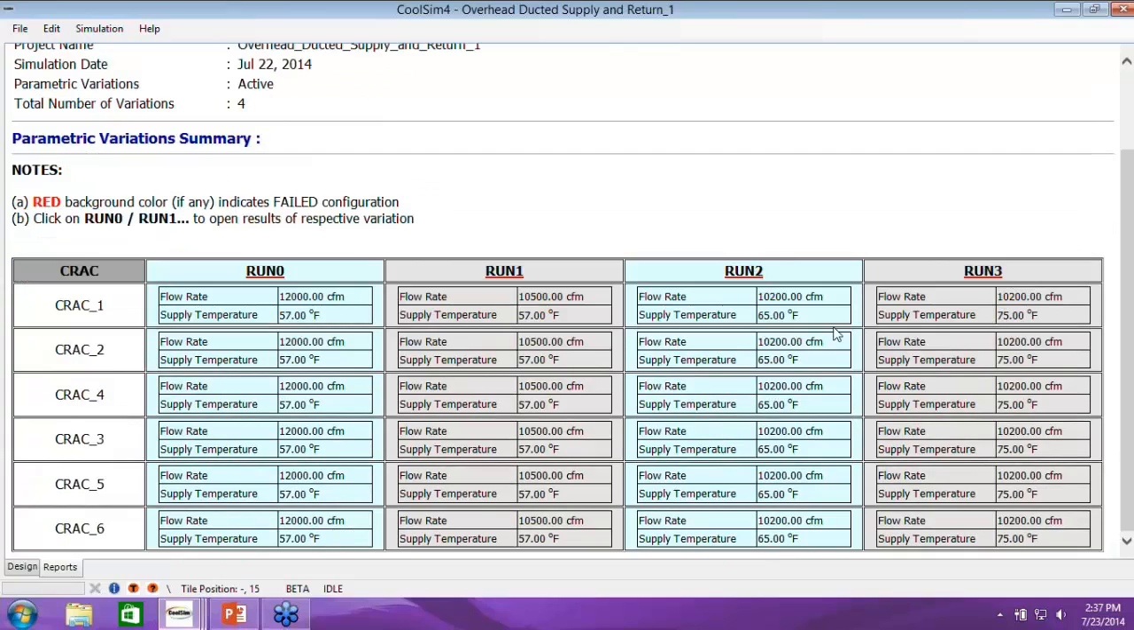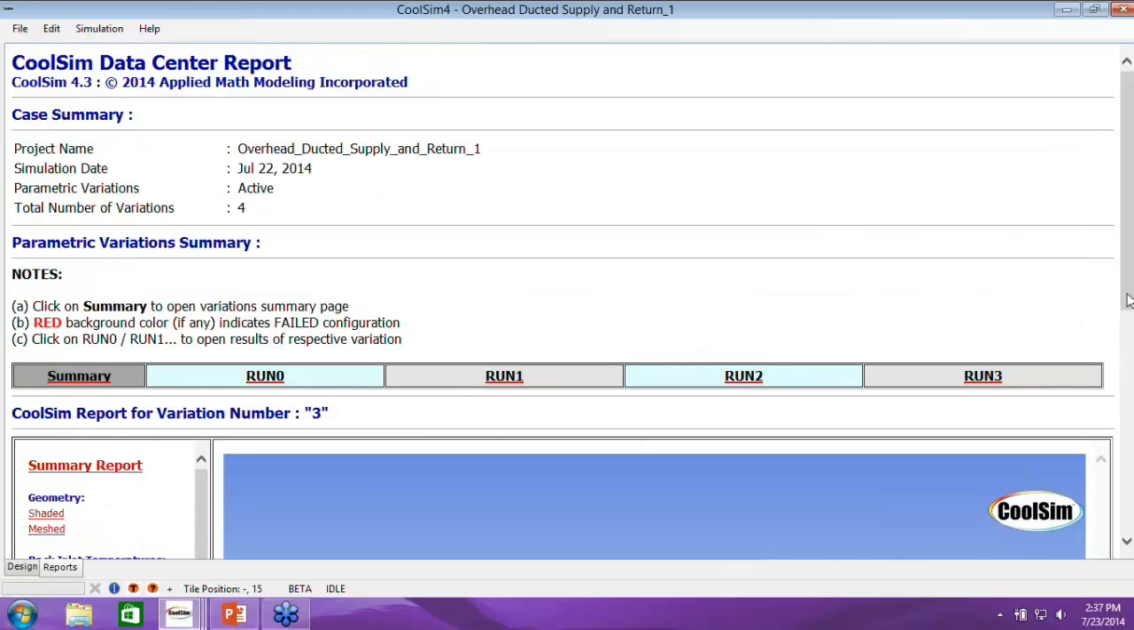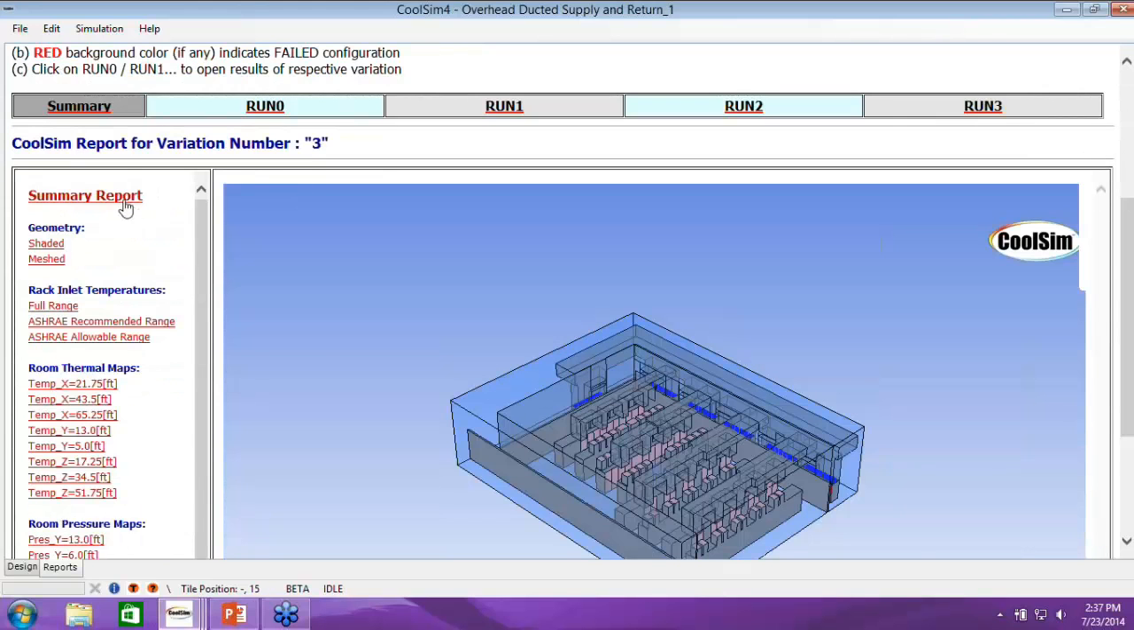So run 2 looked good. We had RTI at 100, we had RCI at 100, both high and low. Everything looked good at 65. Let's see if we can go to 75. And here, let's take a look again. And the summary report will tell us an awful lot.